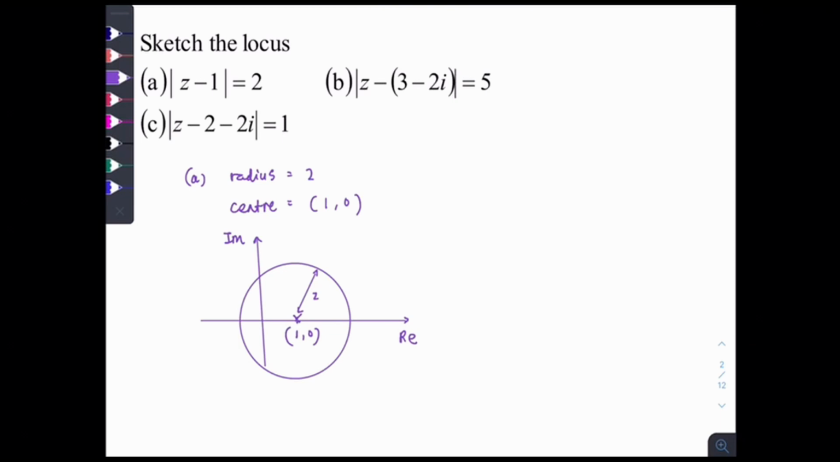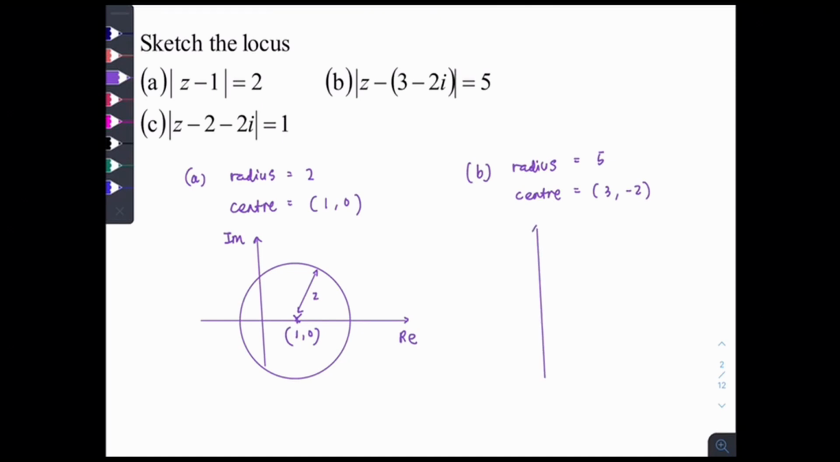Have a look at B. Let's figure out what the radius is and what the center is here. For B, the radius obviously is 5. As for the center, notice that it's a minus here. So it's the distance between the locus z and the point 3 minus 2i. If I write it in coordinate form, it should be (3, -2).